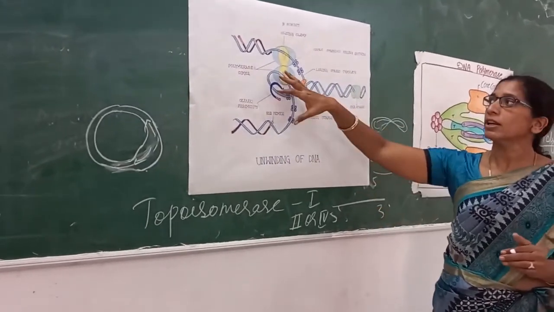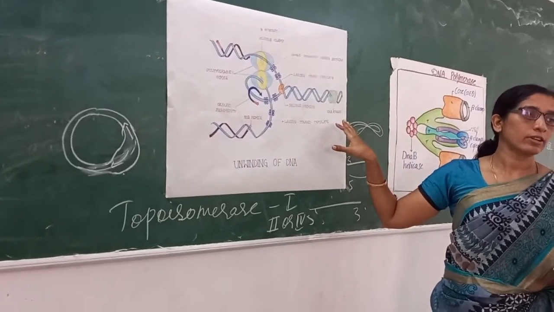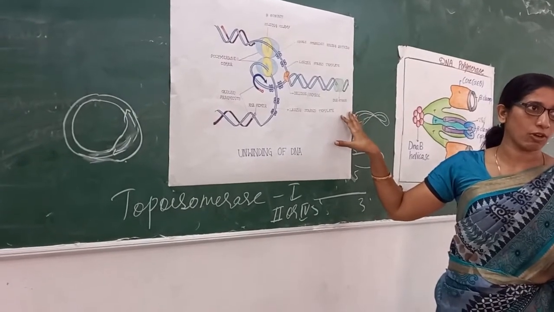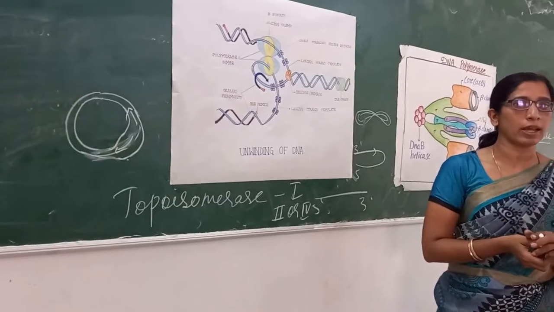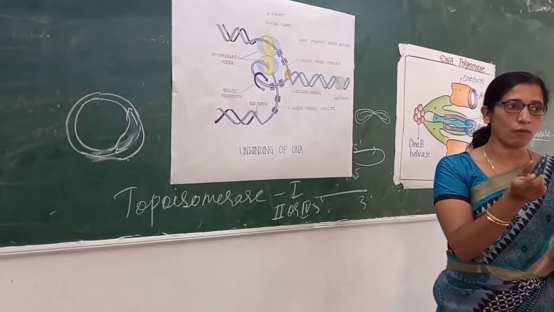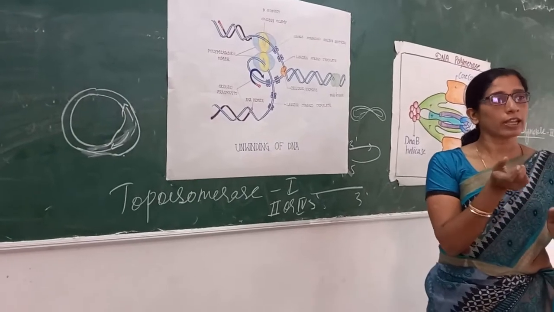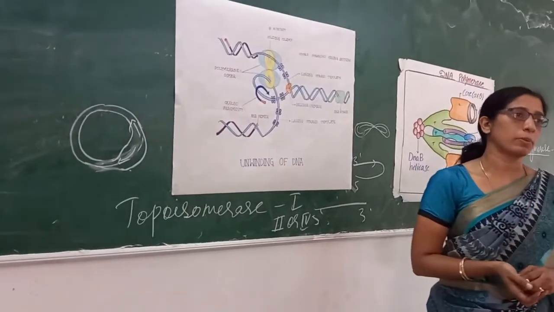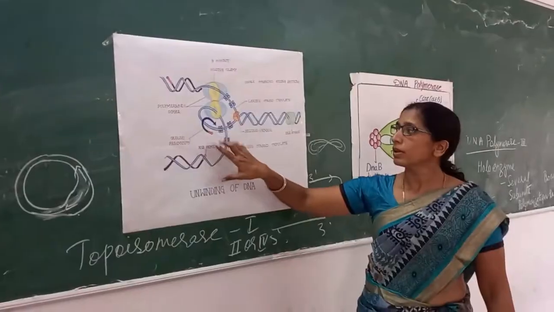This continues till it reaches the ter regions, the sequences we call terminus sequences. So you have two replication forks in the anti-parallel direction. Which replication fork will reach the ter region first? It gets halted, and the other will continue till it meets the first replication fork. You understood this?